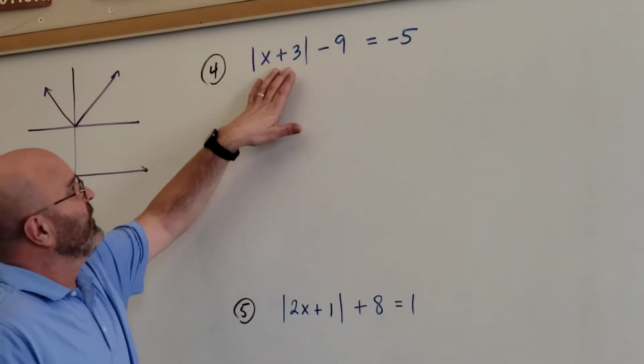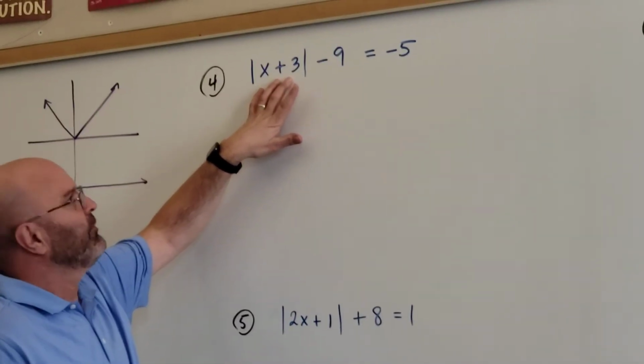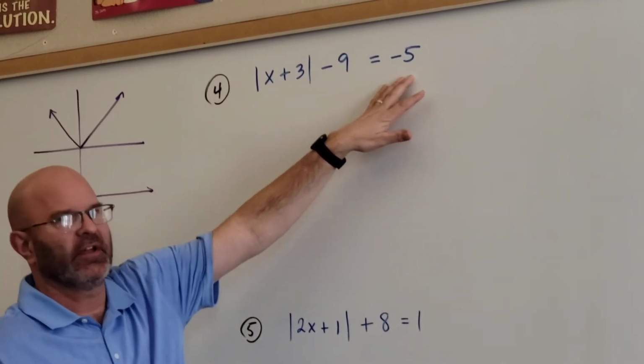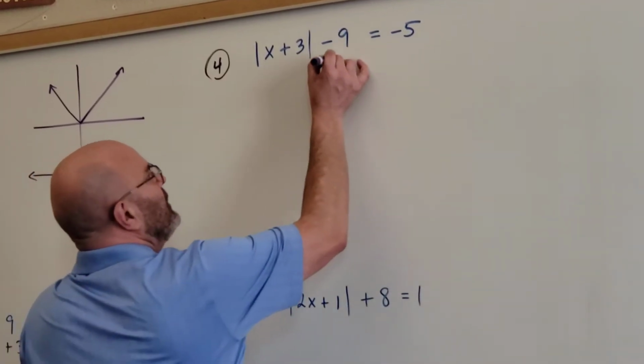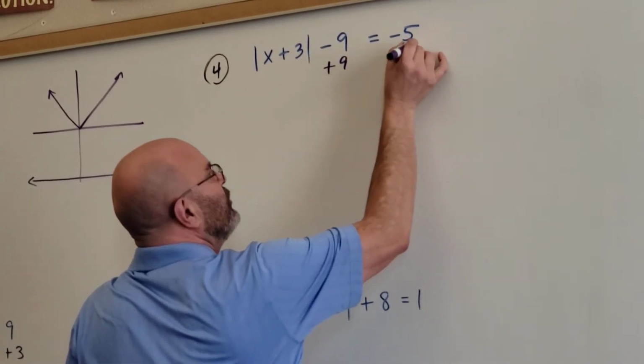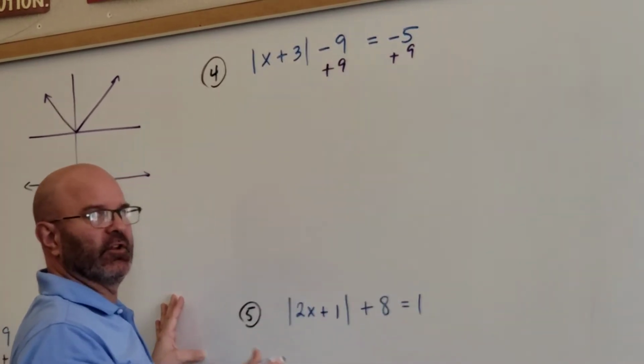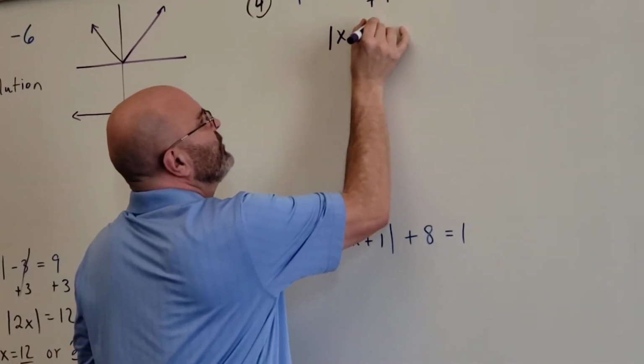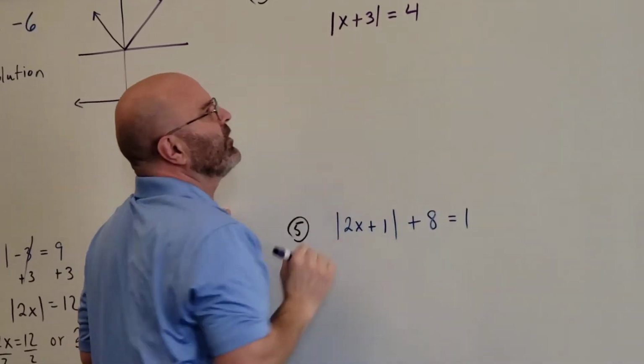Our first step needs to be to isolate the absolute value. So can you see that adding 9 to both sides is what we need to do? Add 9. If you don't add 9 first, this is going to be rough. We now have absolute value of x plus 3 equaling +4.